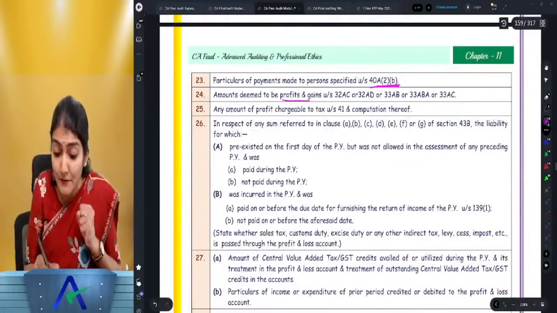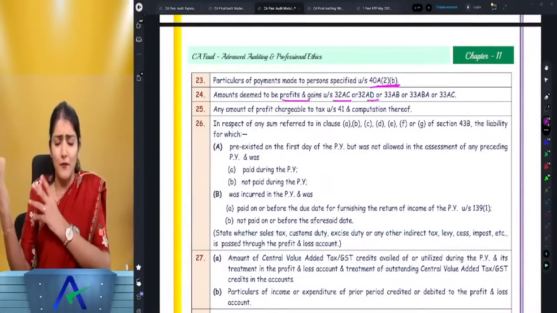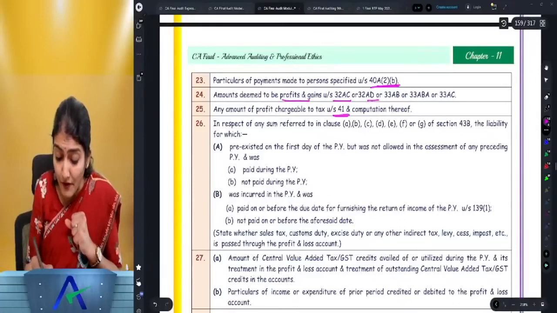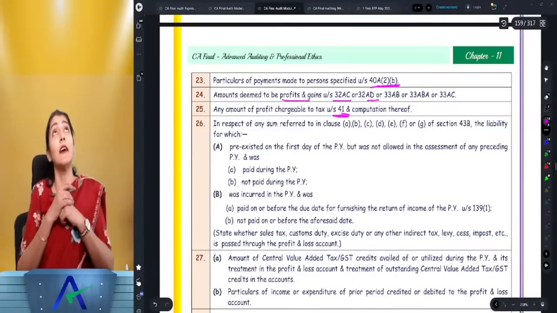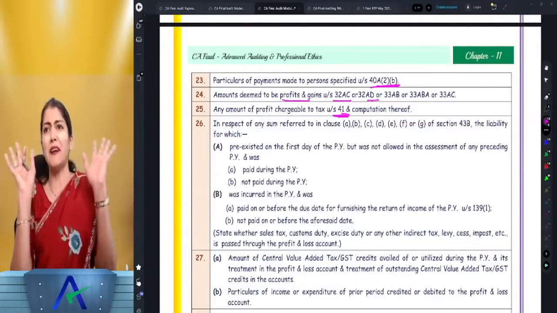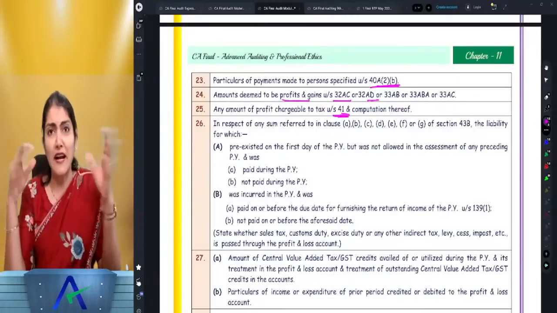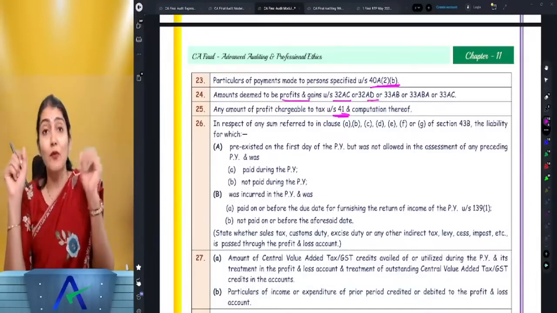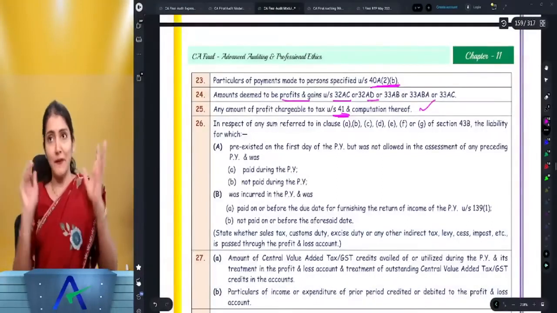Right. Then amounts deemed to be profits and gains under 32AC, 33AB, and so tea, coffee, rubber and the allowances or so. Then amount of profit chargeable under section 41. What is this? You said, oh, this debtor is bad. This debtor is not going to pay. So what do you do? You write it off and claim it as an expense. But later on, the debtor paid. So on the recovery of the bad debt, it says pay income tax. And you pay income tax.